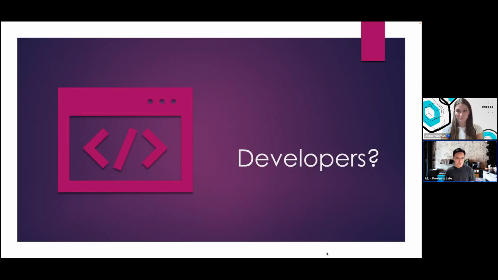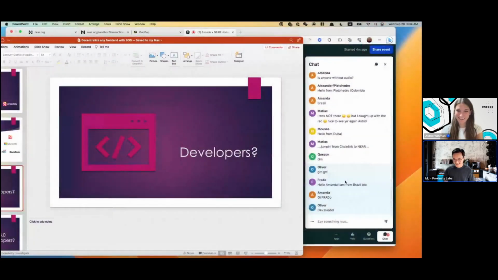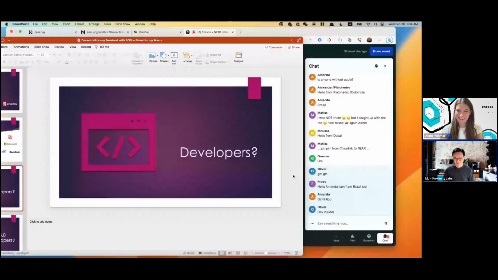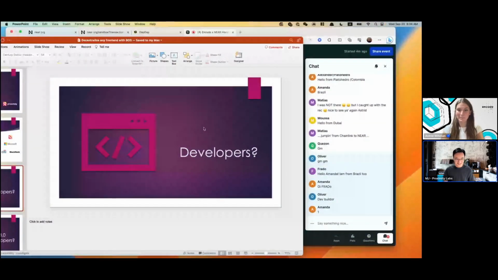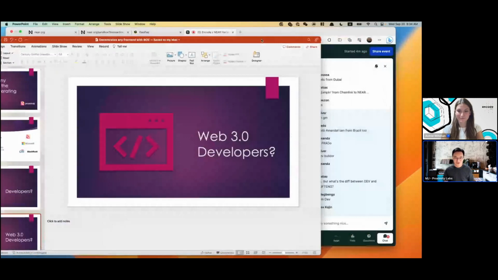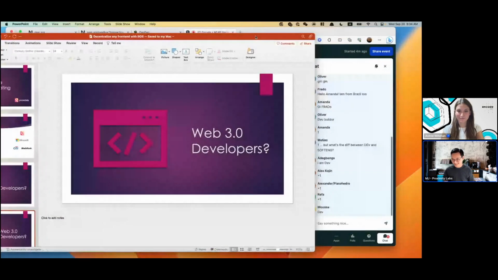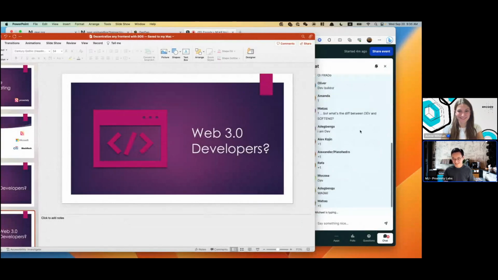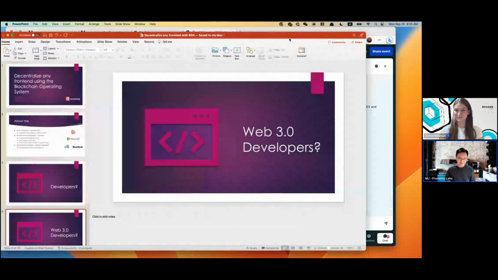All right, so just quickly get a temperature of the room. Could you please type 1 in the chat if you consider yourself a developer? All right, there we go. Thank you. And if you consider yourself a Web3 developer, could you please type, we are gonna make it, WAGMI in the chat? Okay, awesome, thank you. Perfect. All right, so looks like we have a good mix today.